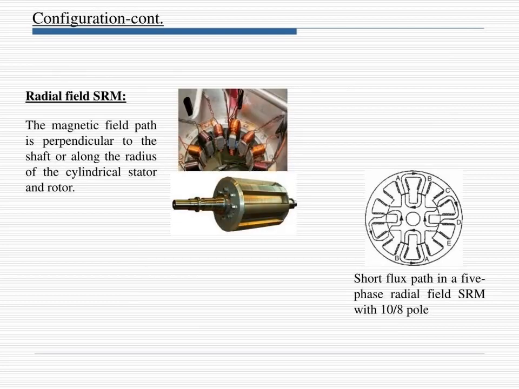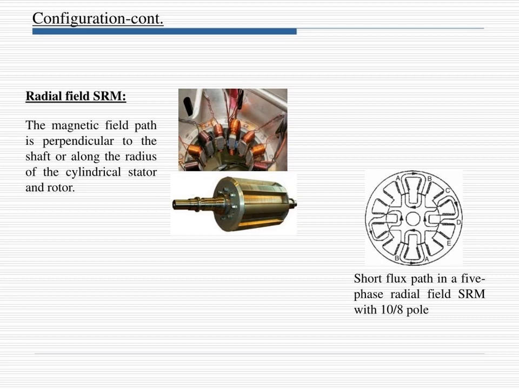There are two types, the radial field and the axial field SRM. In the radial field SRM, the magnetic field path is perpendicular to the shaft, along the radius of the cylindrical stator and rotor. We can see the diagram of this radial field SRM and the short flux path in a 5-phase radial field SRM with 10 by 8 poles, as shown in the diagram.